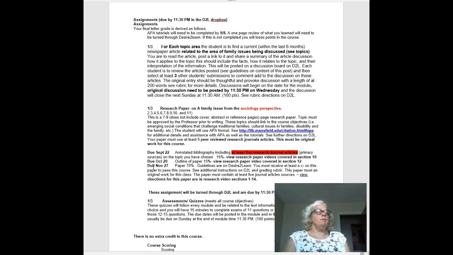You have a research paper in this course as well, and it's on the family issue from the sociology perspective, so they need to be focused on those social issues. So we wouldn't be focusing on the mental health of the individual, that type of thing, but looking at a topic that would tie well together. More directions are given on that as well.